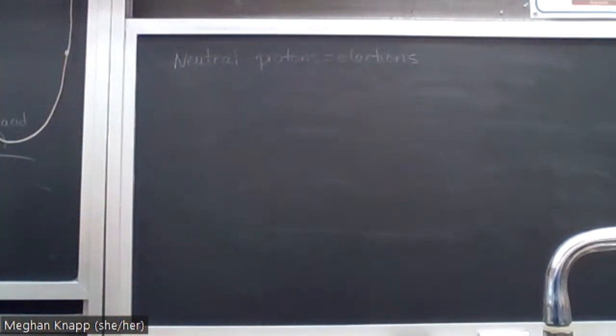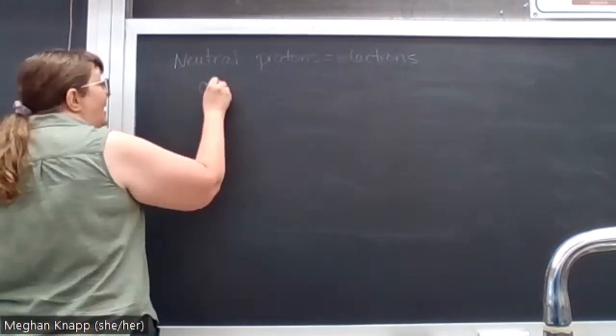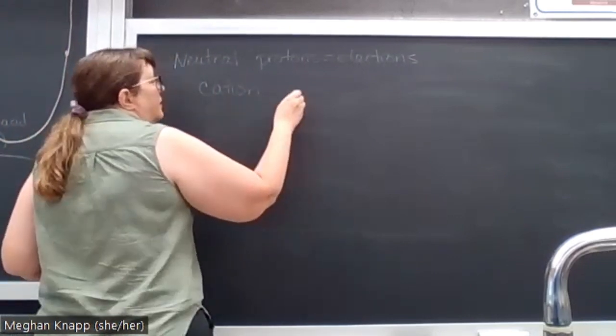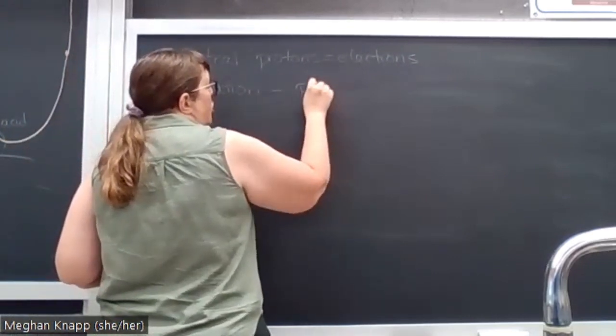Atoms don't gain or lose protons. They're stuck in the middle. They don't go anywhere. But they can gain or lose or share electrons. So all of our chemistry, remember, is going to be about the electrons. So a cation happens when we've lost electrons. So it has a positive charge.